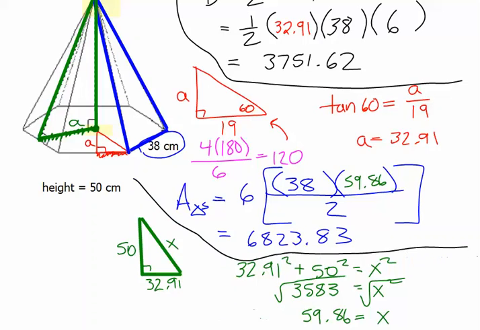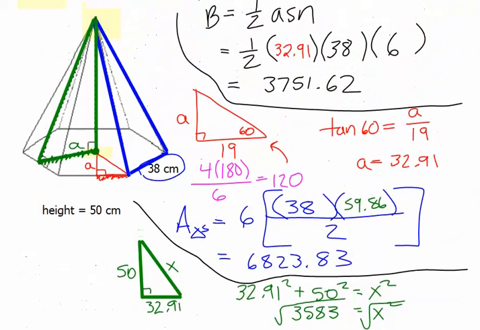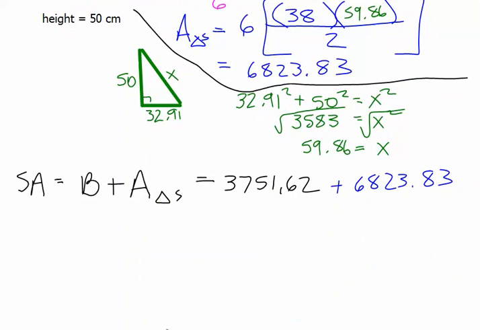So now in this problem, when we go to find the surface area of the pyramid, it's the base plus the area of the triangles. Earlier, we found that the base area was 3751.62. And we just now found that the triangles are 6823.83. So when we combine both of those on our calculator, we will get the overall surface area. Make sure to include the correct units, at least 2 decimal places, and I'm getting 10,575.45. Our units would be square centimeters.